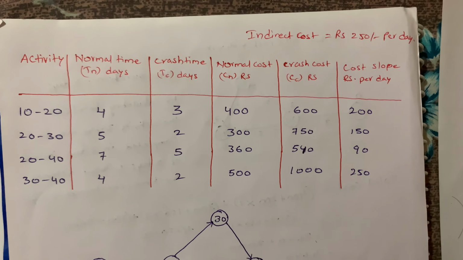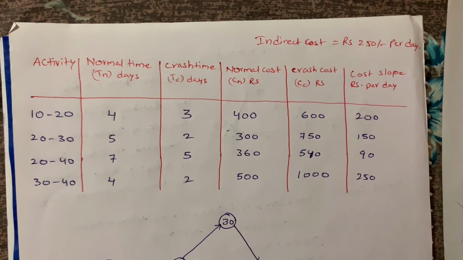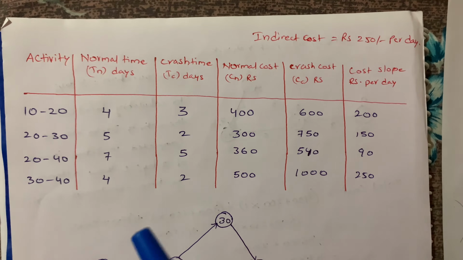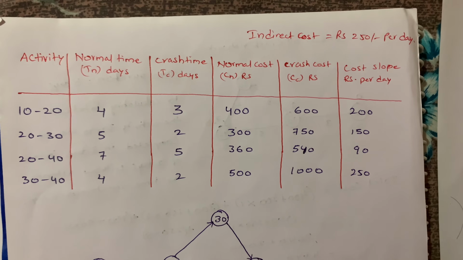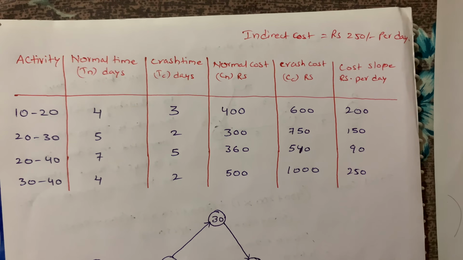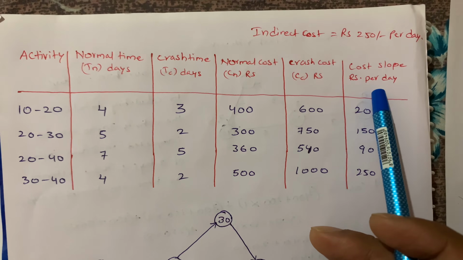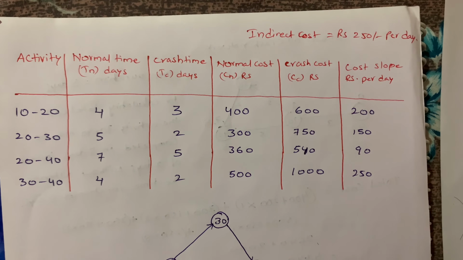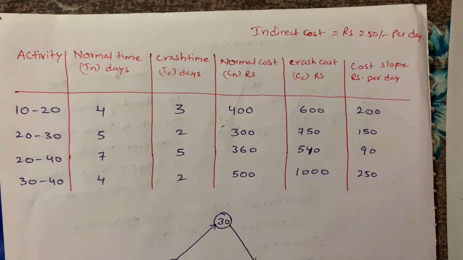And next, normal cost. It is the minimum direct cost when the activity is performed in normal time duration. And next, crash cost. Crash cost is the direct cost corresponding to the crash time. Next, cost slope. It is the difference between crash and normal cost divided by the difference between normal and crash time.